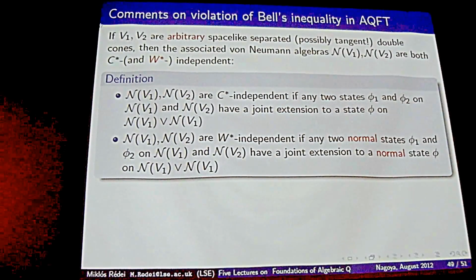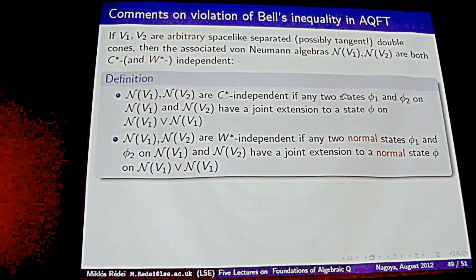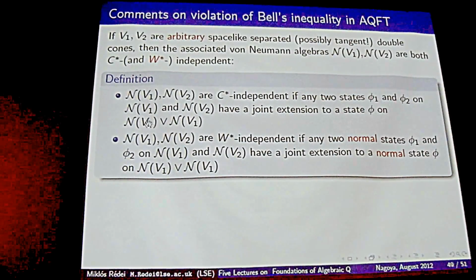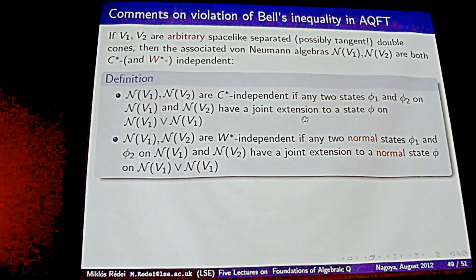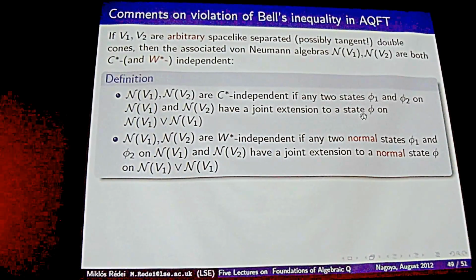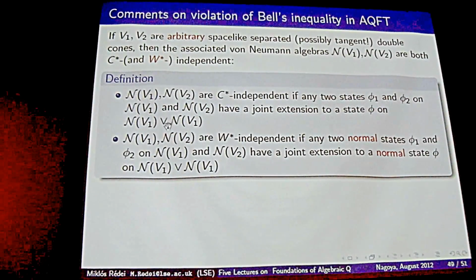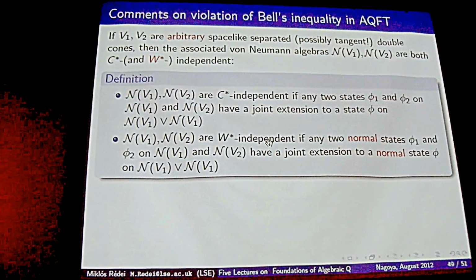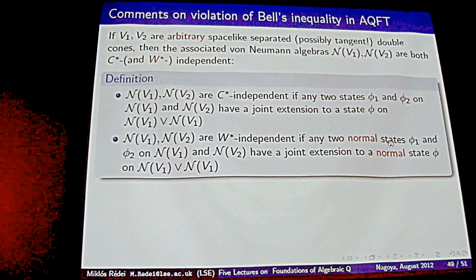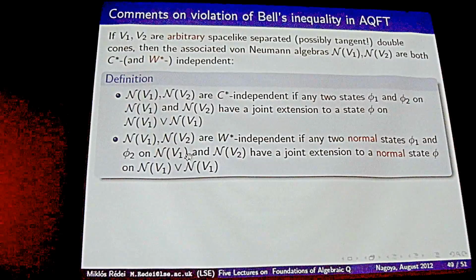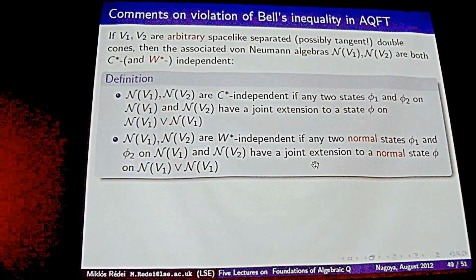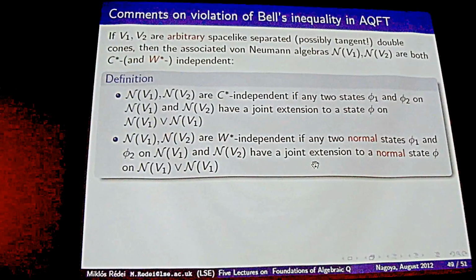Two von Neumann algebras are C-star independent if any two states, phi1 and phi2, on the respective algebras N(V1) and N(V2), have a joint extension into a state on the generated von Neumann algebra. And they are called W-star independent if any two normal states, phi1 and phi2, on the respective subalgebras, have a joint extension to a normal state on the generated algebra.